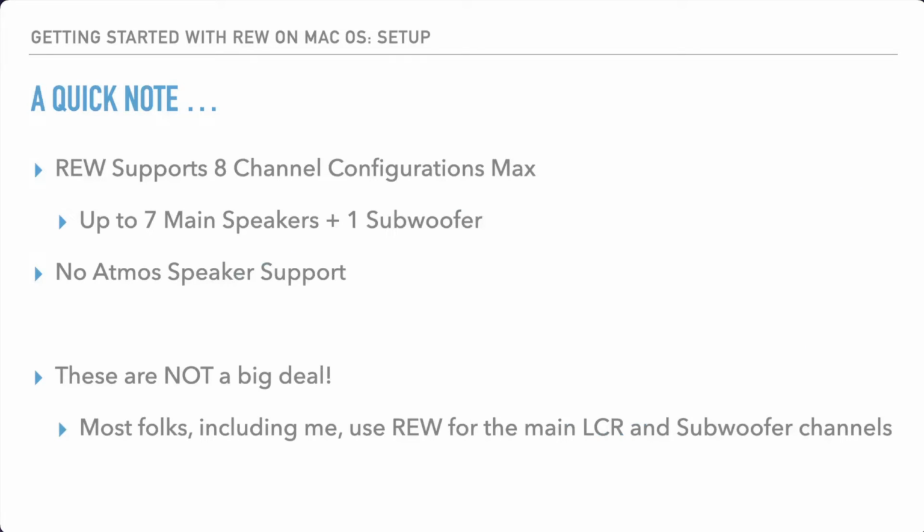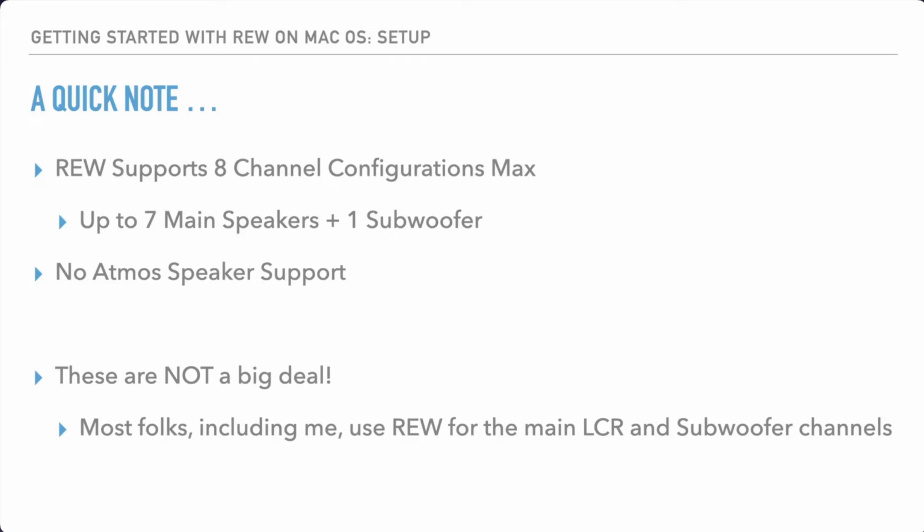So just a quick note: Room EQ Wizard supports 8-channel configs max. This is a combination of up to 8 main speakers plus a sub, so that's a 7.1 config at the maximum. So we can't do wides on a 9.1 config or anything like that. We can't do any of the more advanced 11.1 type configs. We can't do Atmos speakers. These aren't really a big deal.